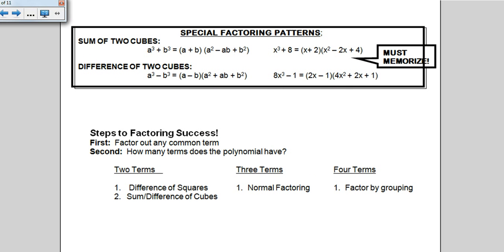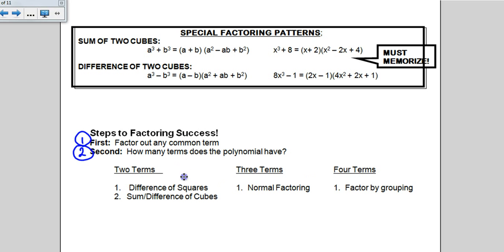So here's how we're going to handle today. There's a couple patterns here in this box that we're going to be using shortly, but our first step in factoring is to factor out any common terms. So we're first going to look for that. And then if there aren't any, or if we've already done that, our next step is to determine whether you have 2 terms, 3 terms, or 4 terms.